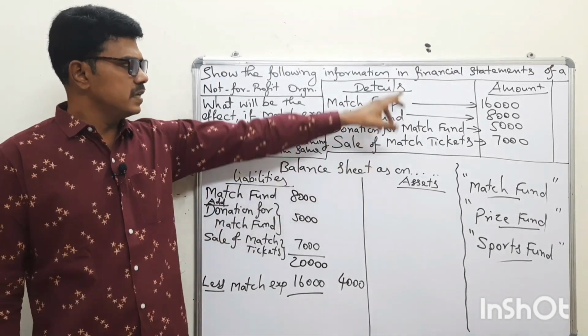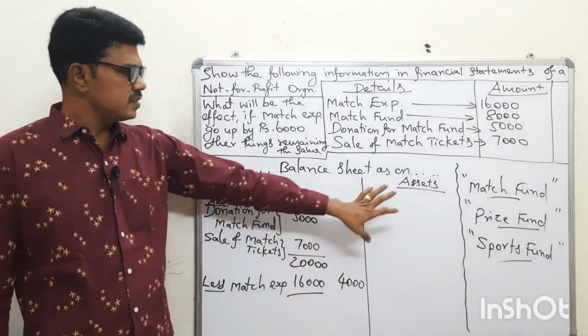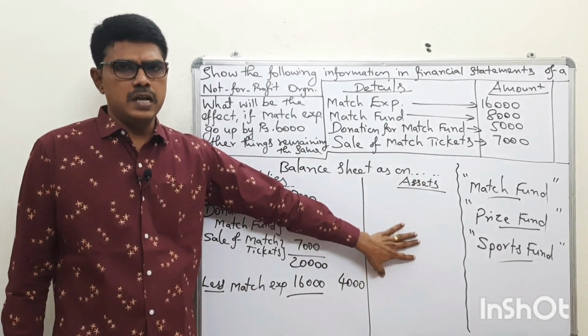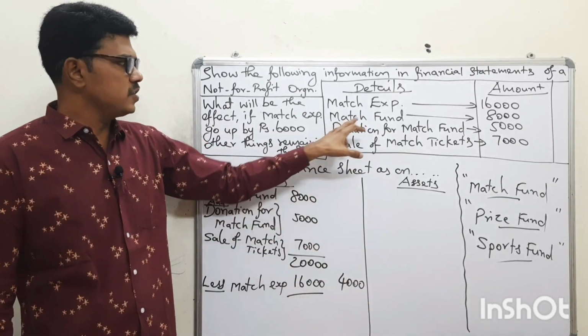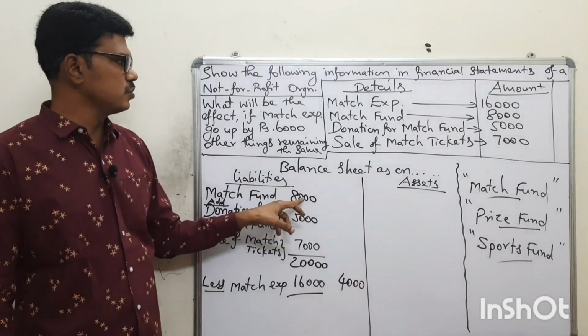Balance sheet as on, date is not given, right? On the left side, we are going to record all the liabilities, and on the right hand side, we are going to record all the assets, right? Match fund, 8,000 rupees they have given. On the liability side, match fund, 8,000 rupees.